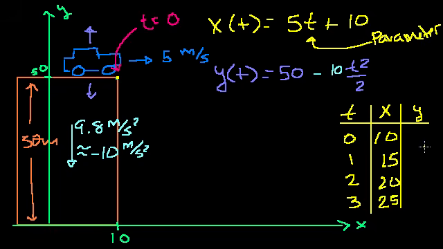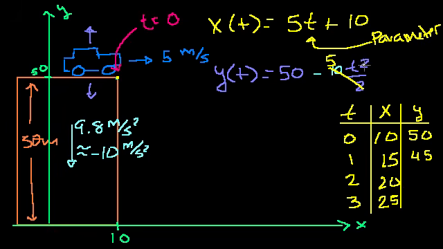Easy enough. The y is a little bit more complicated. And just to simplify, this is the same thing as 5, right? 10 divided by 2. So y is 50 minus 5t squared. At time equal to 0, this term cancels out. We just have 50 meters up in the air. At time equal to 1, 1 squared is 1 times 5 is 5. 50 minus 5 is 45 meters in the air. Is that right? Yeah.